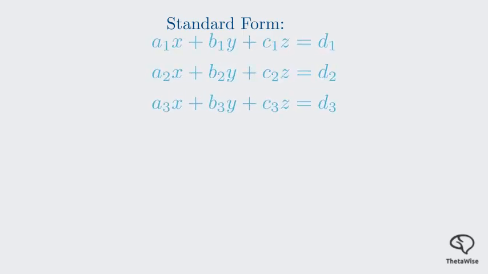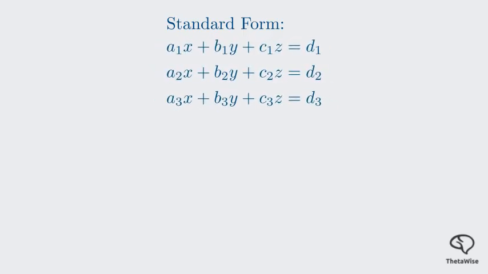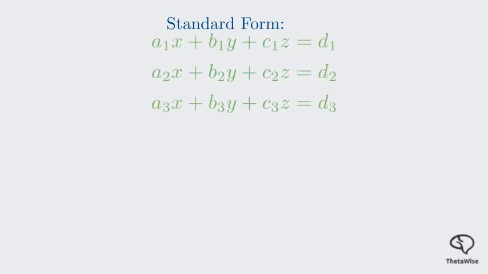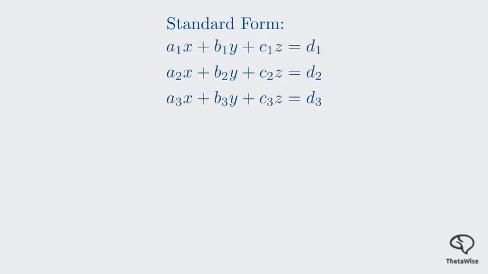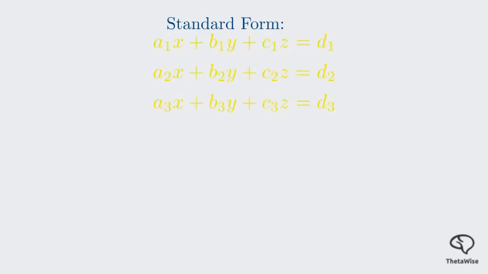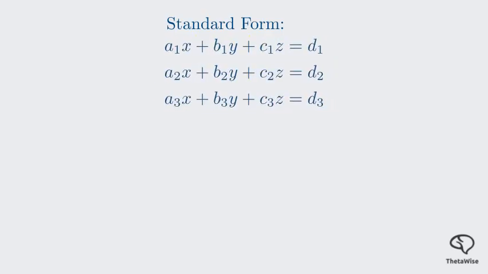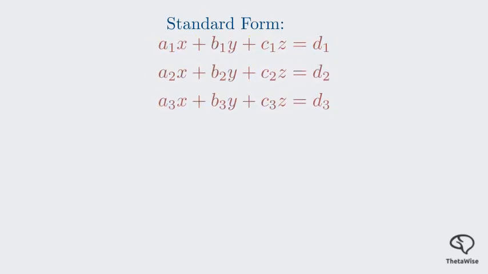Here, a1, a2, and a3 are the coefficients of x. b1, b2, and b3 are the coefficients of y. c1, c2, and c3 are the coefficients of z. And d1, d2, and d3 are the constants.